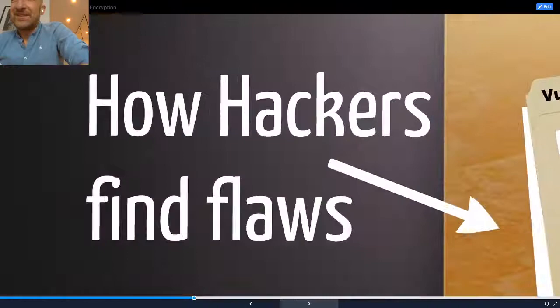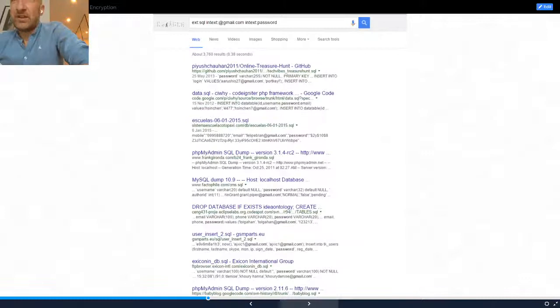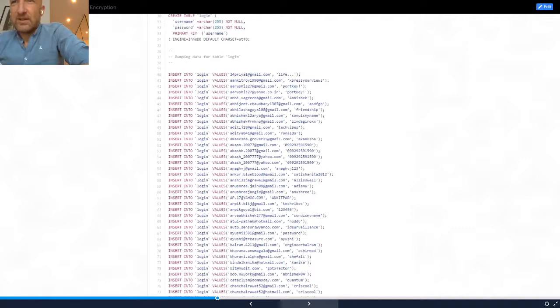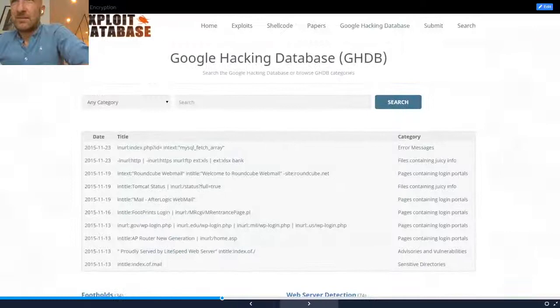So how do hackers find flaws? They find them through Google Dorks, which are search strings you put into the Google search engine. There's one looking for an SQL database with any Gmail accounts in there and in-text passwords. There's one I did looking for passwords, and in this particular instance, I got a list of email addresses and plain text passwords. You can also go to the Google Hacking Database, GHDB, and find terms, as you can see there, which allow you to search for particular vulnerabilities in Tomcat servers, mail servers, and proxies.